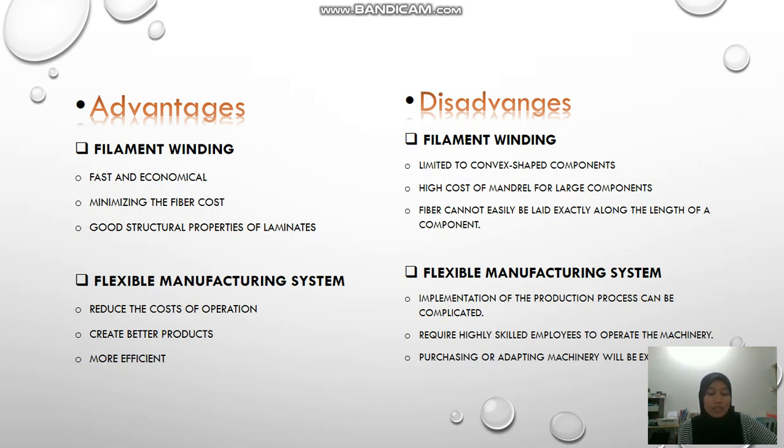And also next is the disadvantage of the flexible manufacturing system. First and foremost, the implementation of the production process can be complicated. It requires extensive planning, which can involve creating detailed designs and schedules. Flexible manufacturing systems also require highly skilled employees to operate the machineries, and the salary for these workers can be expensive. And then next, purchasing or adapting machinery will be expensive. Flexible manufacturing systems are mainly available to large companies because they have enough revenue to invest in the system and also to maintain them.